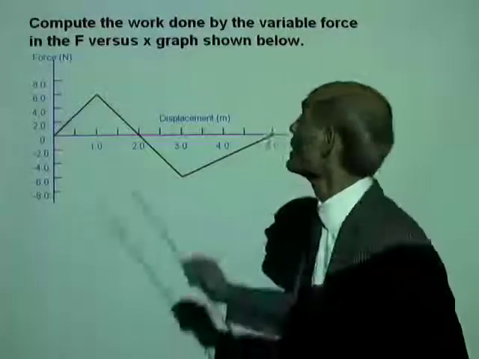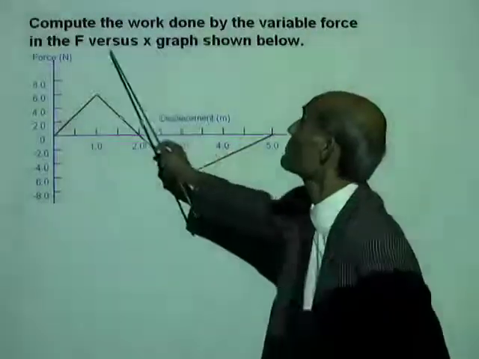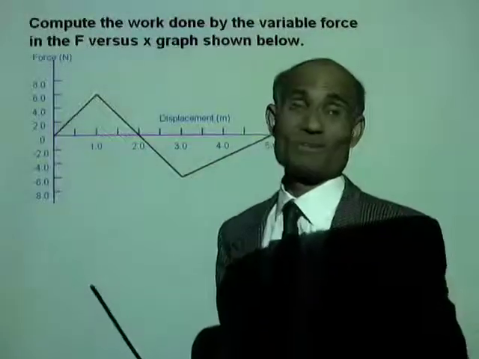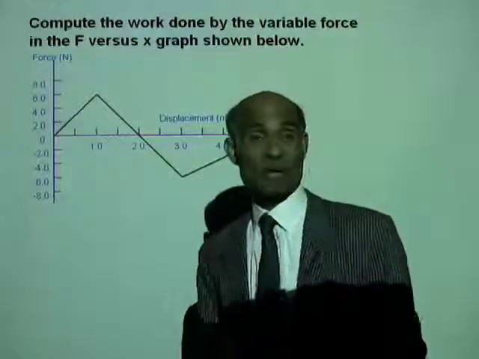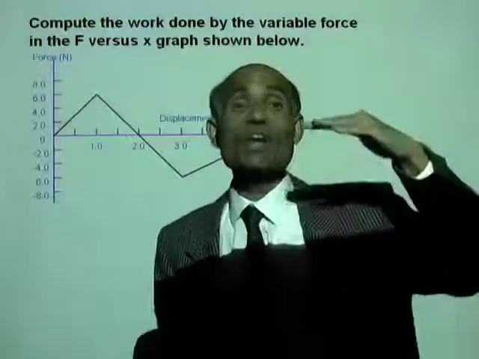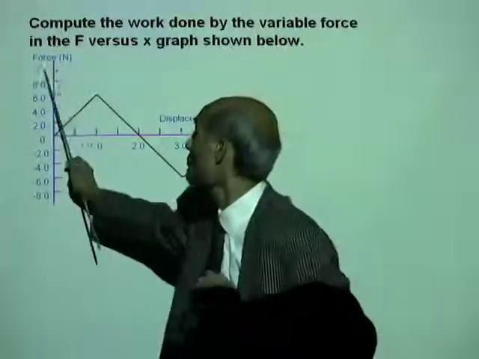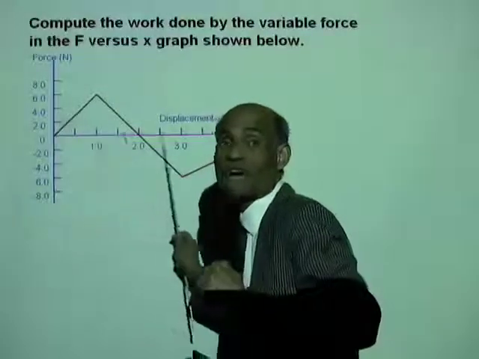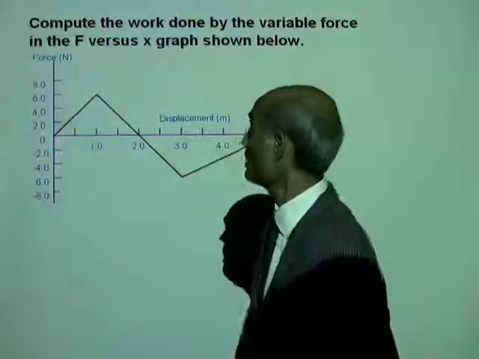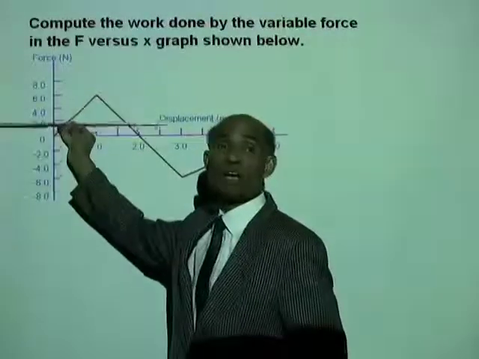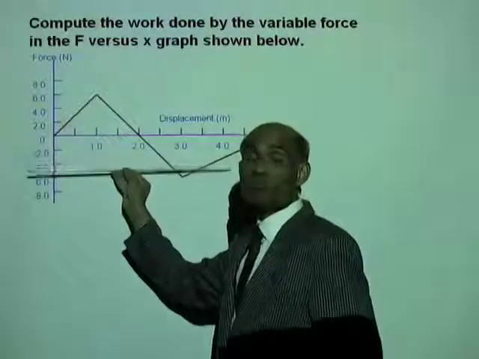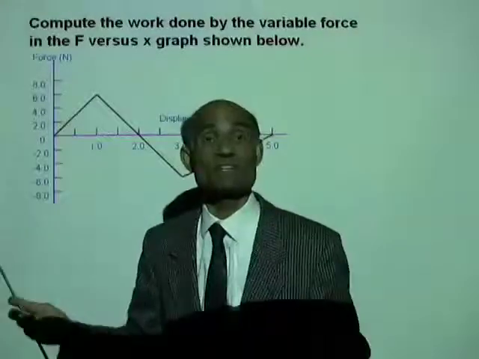Another problem. Compute the work done by the variable force in the F versus x graph shown below. That must be very simple because work done is a measure of the area enclosed by the graph of F versus x with the x-axis. But one thing you need to know to do this problem is that if an area measured above the x-axis is positive, the area measured below the x-axis is negative.